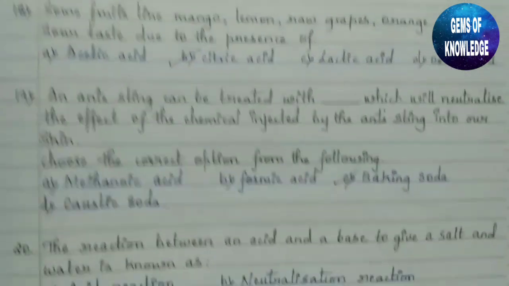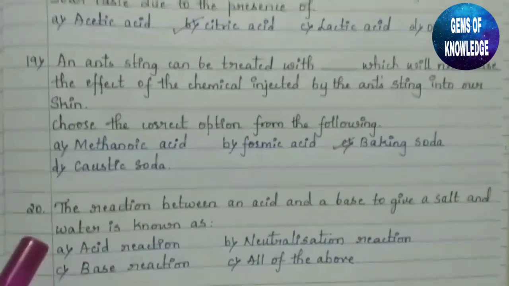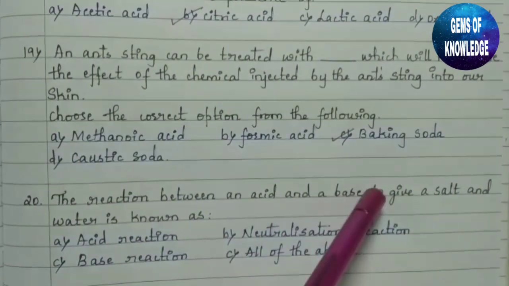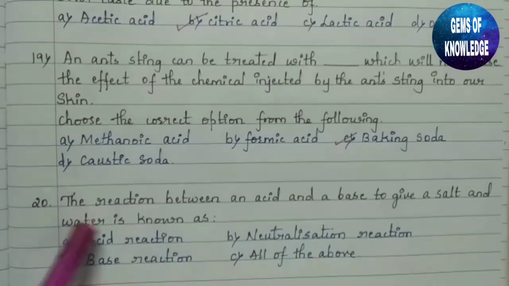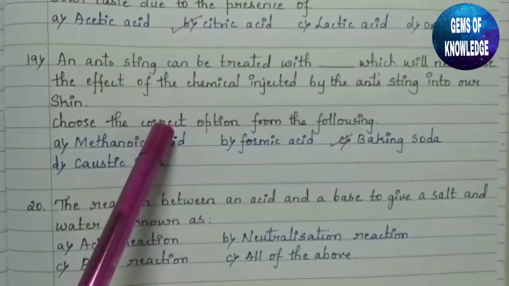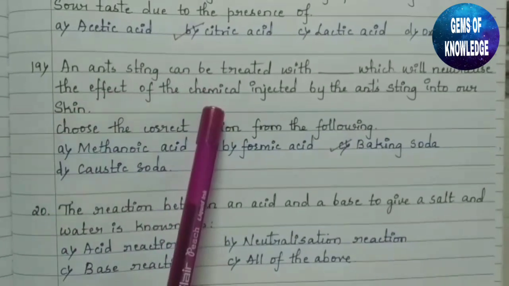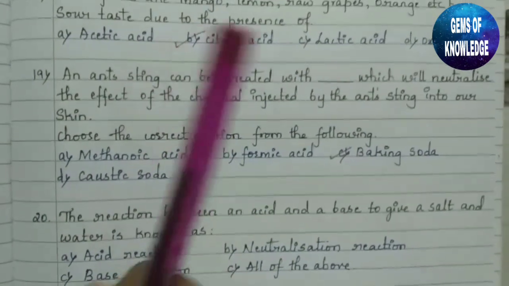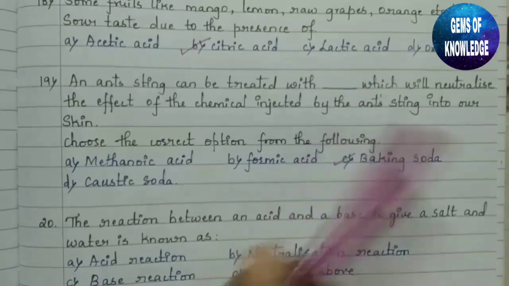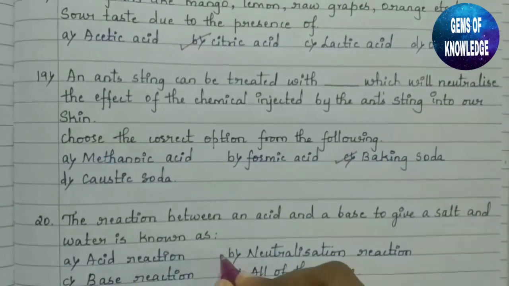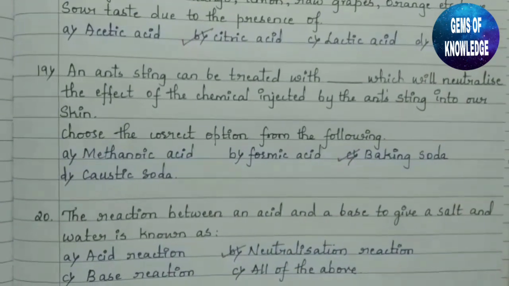Okay. So the last question here is, the reaction between an acid and a base to give a salt and water is known as. Just now I told you, when an acid and a base react together, we get a neutralization reaction. So the answer here is neutralization reaction.